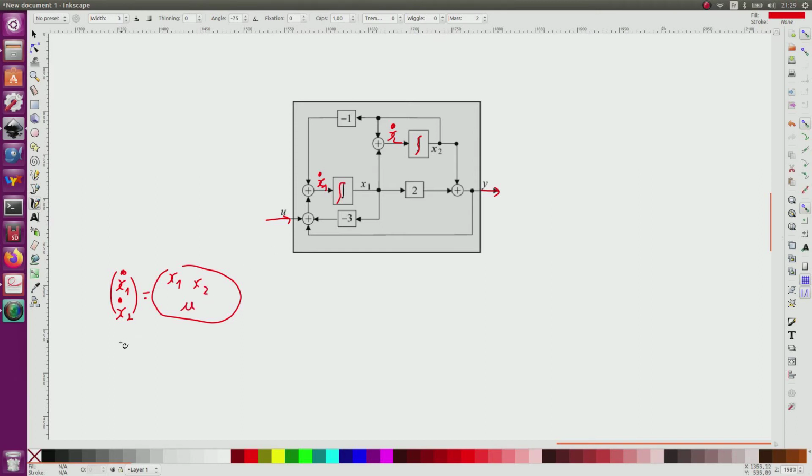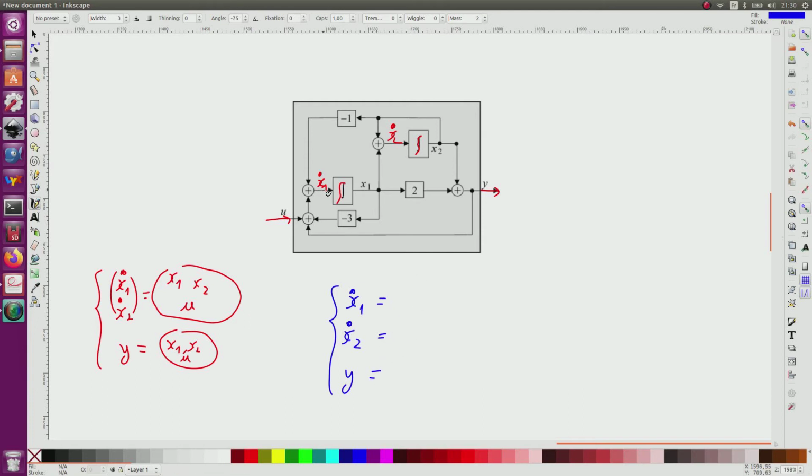I have also to express y with respect to x1 and x2. If I do this, I can also add u. If I am able to do this, then I will have a modelization of the system under the form of state equation. So let us start with x dot 1, then x dot 2, and then y.